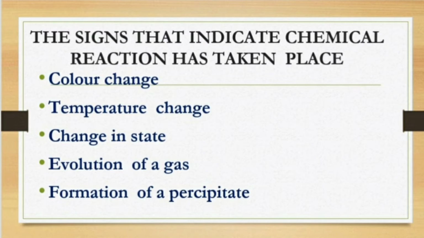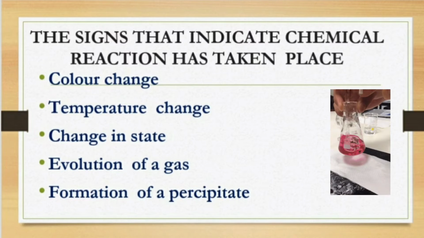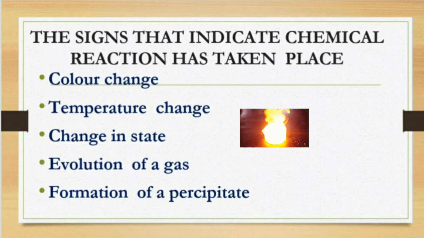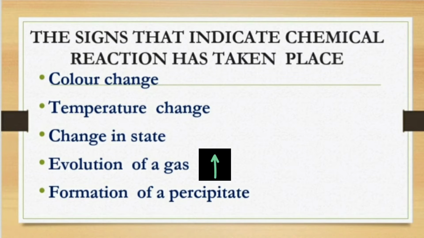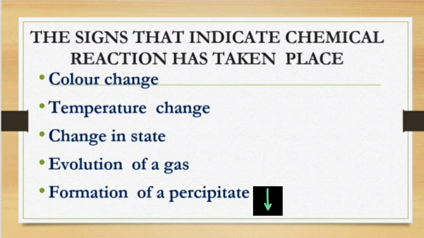The signs that indicate a chemical reaction has taken place. First one, color change. Second, temperature change. Third, change in state. Fourth, evolution of a gas. And fifth, formation of a precipitate.